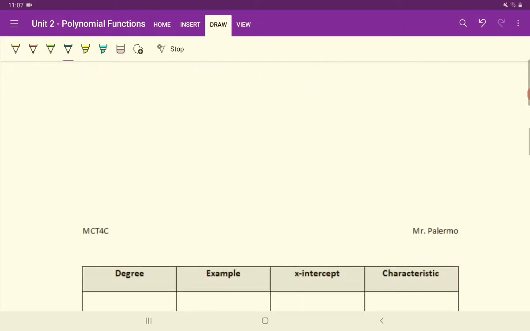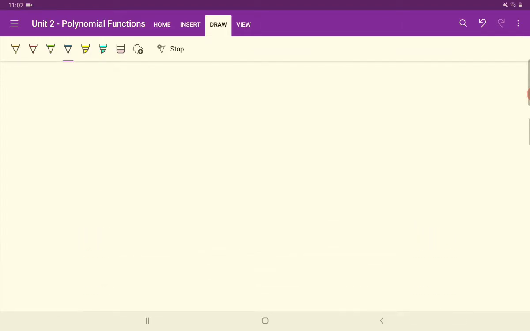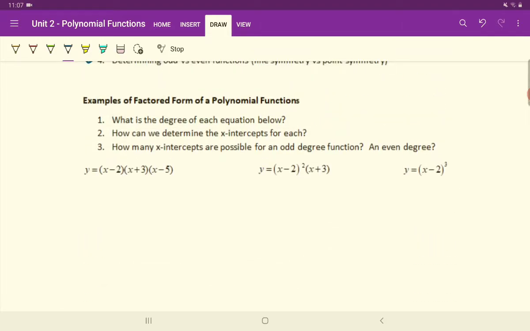Examples of a factored form of a polynomial function. All right, so what is the degree of each equation below? We're going to be considering these 3 questions for all of these examples. What is the degree of each equation below? How can we determine the x-intercepts for each? And how many x-intercepts are possible for an odd degree function or an even degree? Okay, so let's consider this.